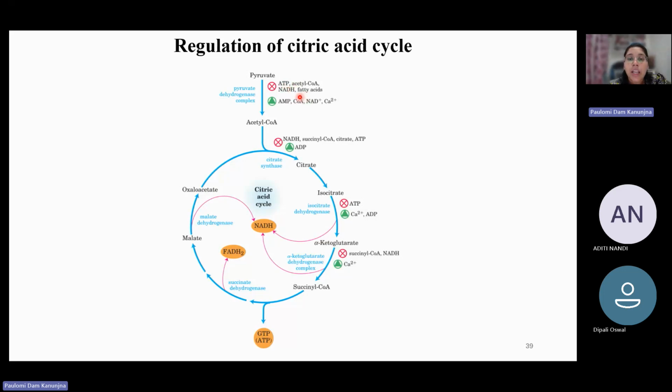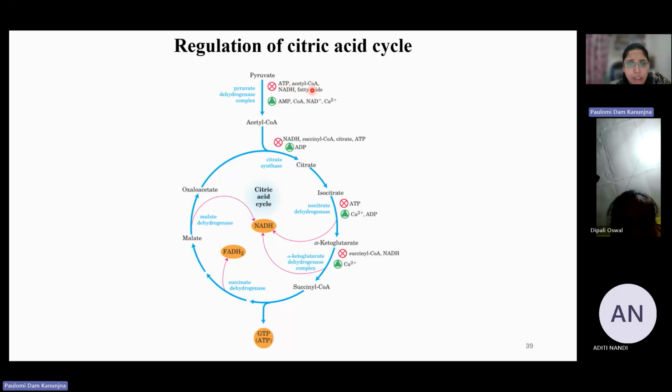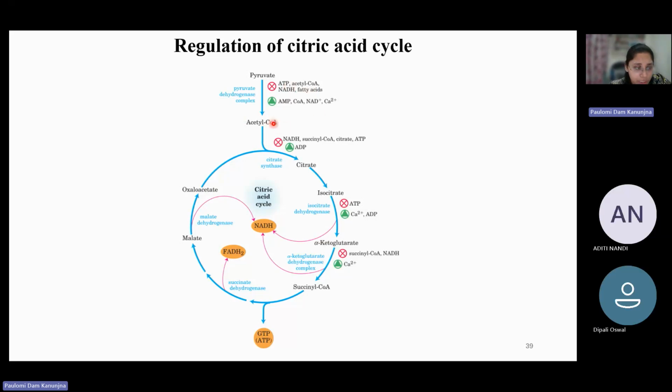Now see, if ATP, acetyl coenzyme A, NADH, fatty acids are present, then this step is not required. Why? Because ATP is high in number. You already have acetyl coenzyme A. You don't need any more acetyl coenzyme A. You already have ATP. So why do you need any more ATP? You already have NADH. You already have fatty acids. So you have everything in optimum concentration.